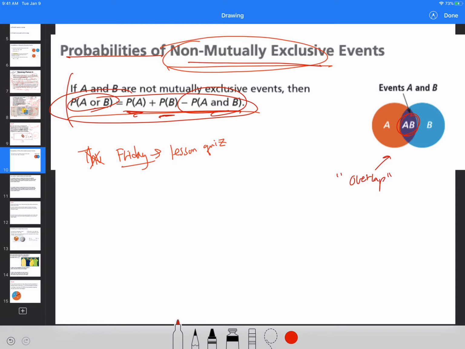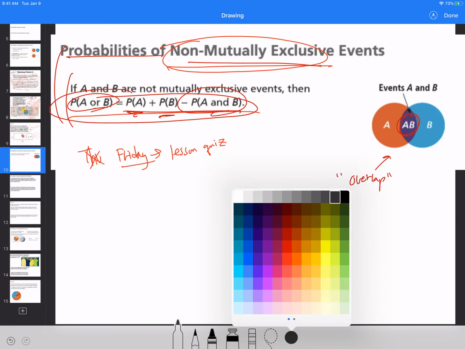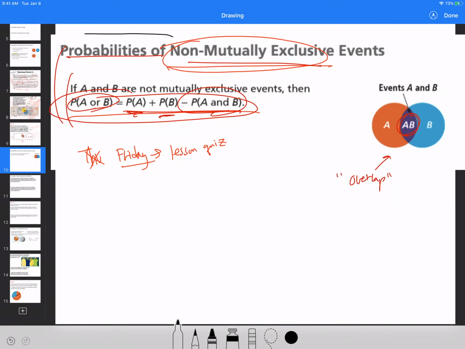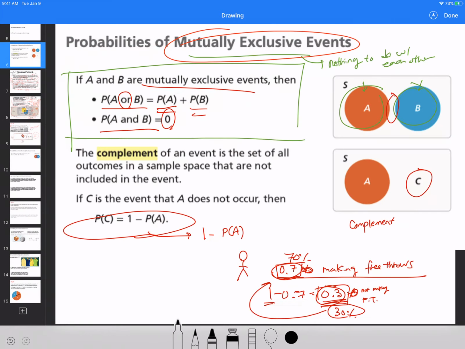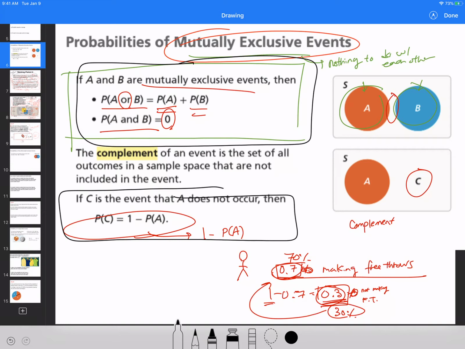So right now, what you should have are 3 formulas. One, the probability of non-mutually exclusive events. Write this somewhere in your notes. And then write this somewhere in your notes. And then write this somewhere in your notes. Okay? Once you have those 3 formulas written down, let's take a look at some of the examples, and that's what we're going to be doing for the remainder of today.